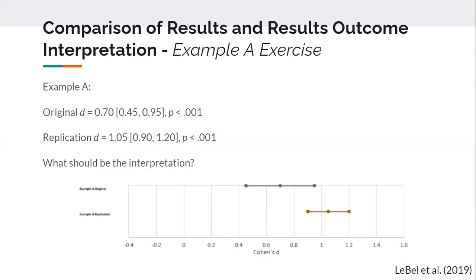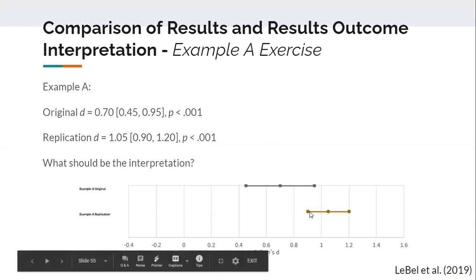So the correct answer is signal, consistent, larger. The replication CIs do not overlap with zero, and the replication CIs are larger than the original effect size. So here you can see the replication CIs are larger than the original effect size.